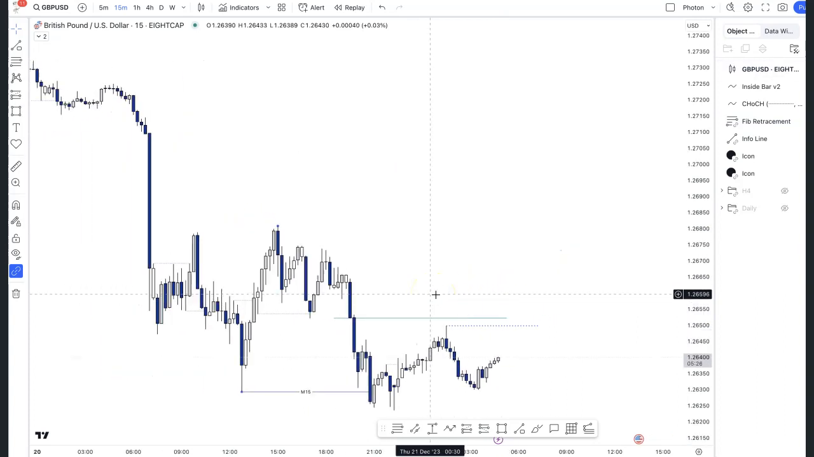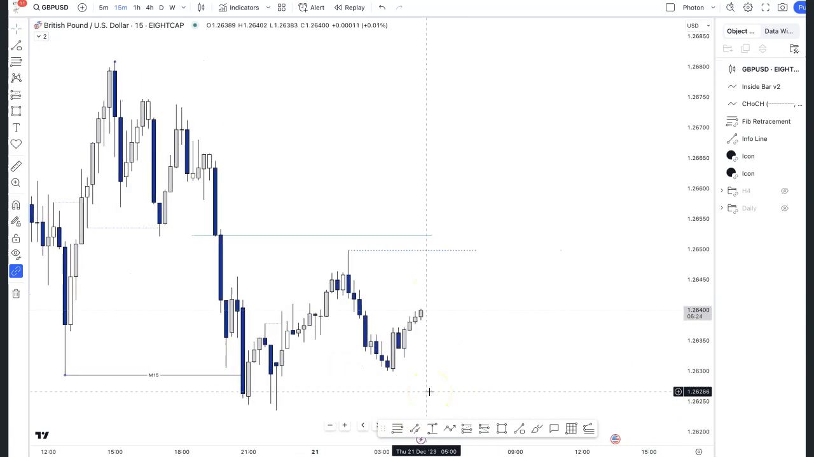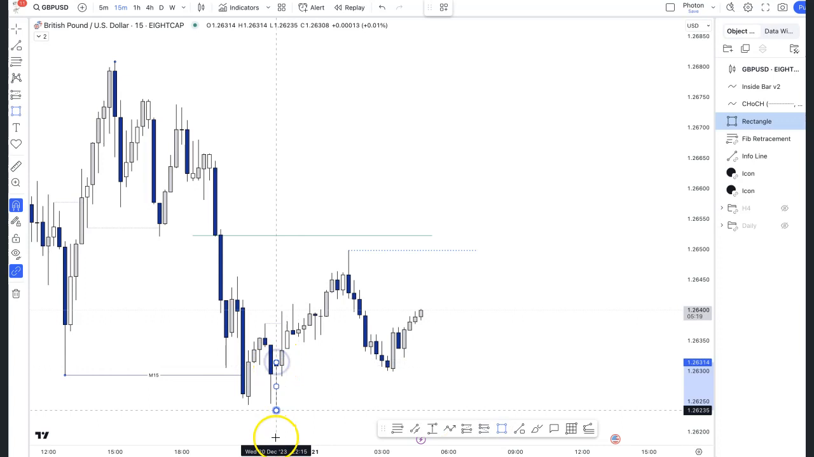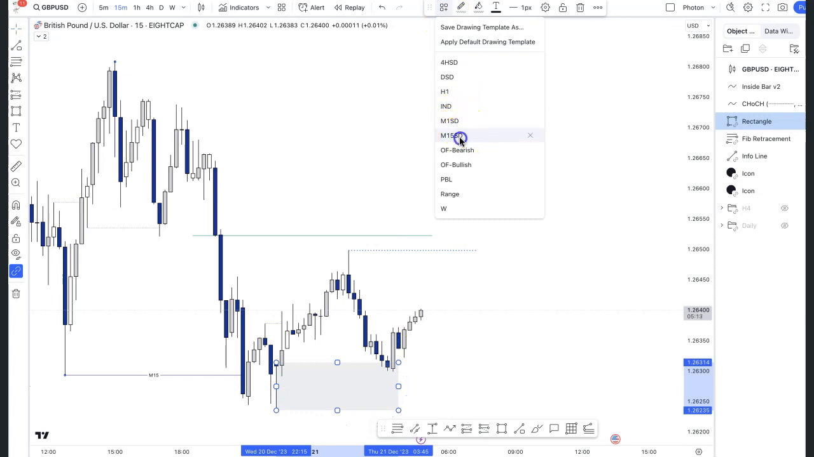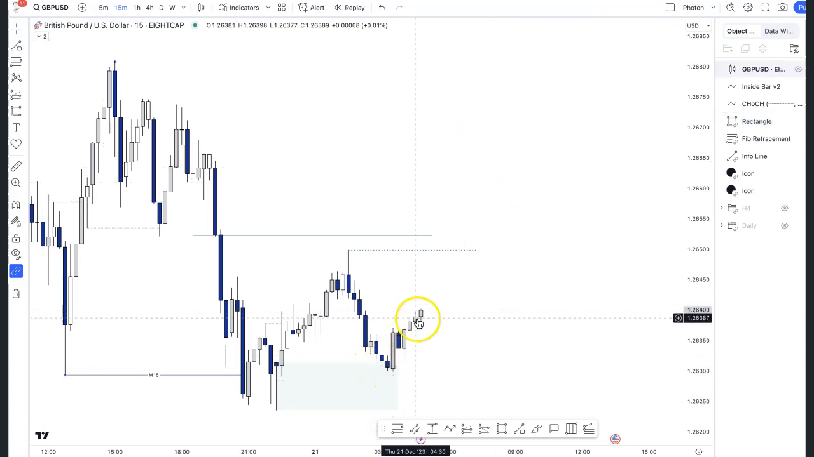Do we have any zone that's available? Unmitigated is what I'd be interested in. If I extend this, price has just kind of tapped into this. Yeah, and I expect it to kind of go up.